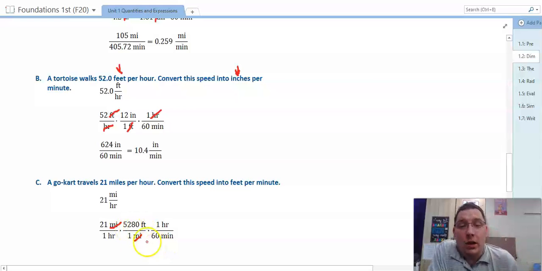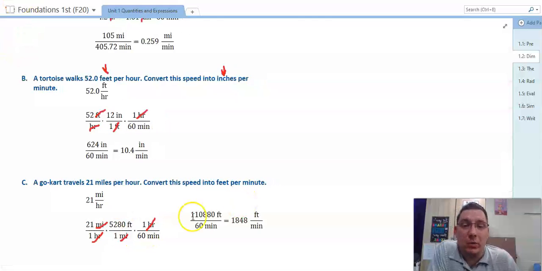All right, so our next thing we need to do is convert our hours to minutes. And so our hours here in the denominator will cancel with hours in the numerator. And again, we're writing these fractions from knowing that 5,280 feet is 1 mile, or 1 hour is 60 minutes. So that's what we're converting there. And so we'll multiply straight across 21 times the 5280 times the 1, and the 1 times 60, that's obviously 60. And so let's see what fractions that gets. We cancel this all out, we get 110,880 feet over 60 minutes. We divide that in our calculator and get 1,848 feet per minute.